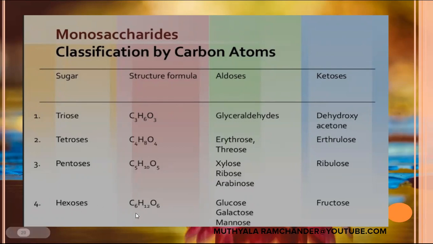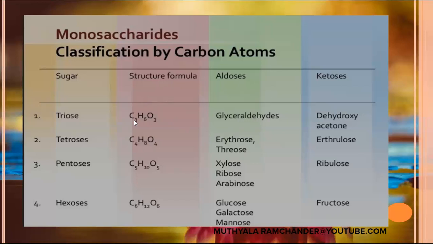Hexoses. Hexo means 6 carbon atoms are present. The structural formula is C6H12O6. If they contain aldehyde groups, they are glucose, galactose, and mannose. If hexoses contain ketone groups, they are called ketoses. Example, fructose. These are the classifications of monosaccharides based on the number of carbon atoms.